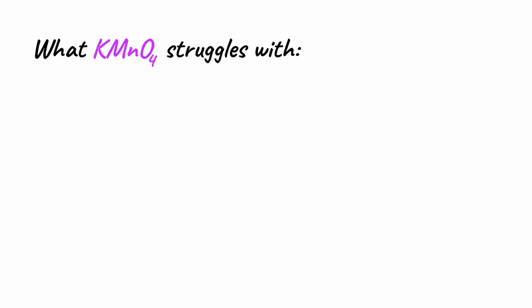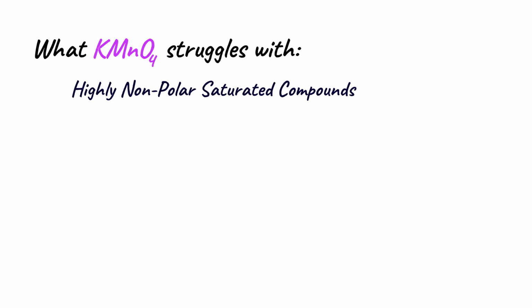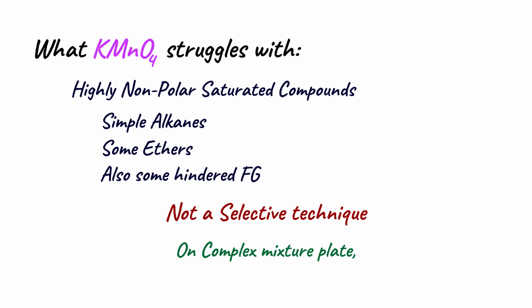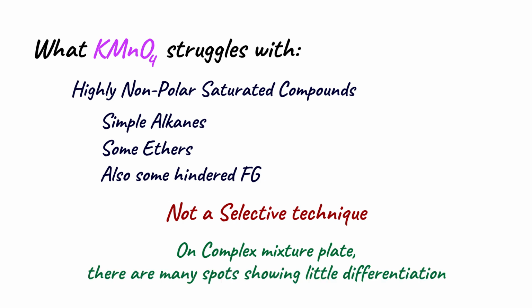What KMnO4 struggles with is highly non-polar saturated compounds like simple alkanes and some ethers that have no easily oxidizable site. Also, very hindered functional groups may stain poorly, and KMnO4 is not a selective technique. Everything oxidizable can be oxidized, which means on a complex mixture you get a plate covered in brown spots with little differentiation.